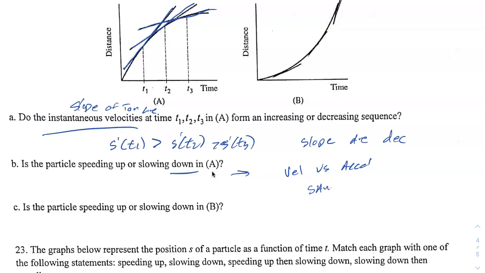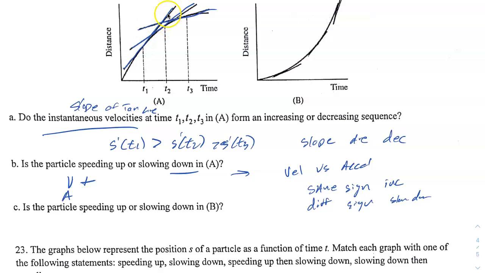Same sign means you're increasing. Different signs means they're working against each other, and you're slowing down. So, what's going on here? Look at our velocities. They're positive. They're all positive, right? And like I said, they're decreasing, but they are positive. They're positive velocities. So my velocity is positive.